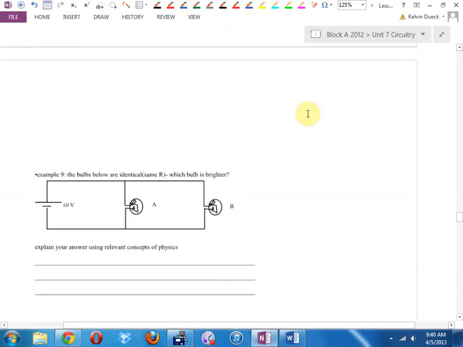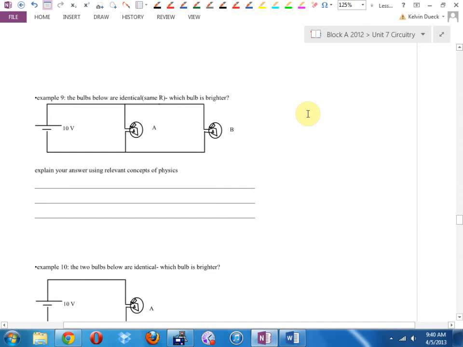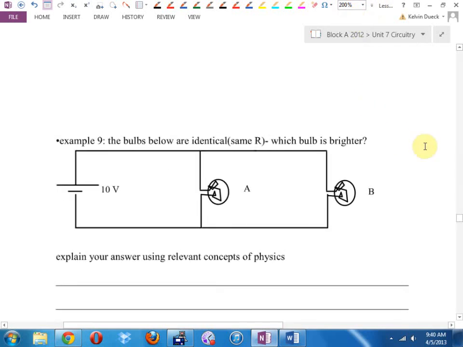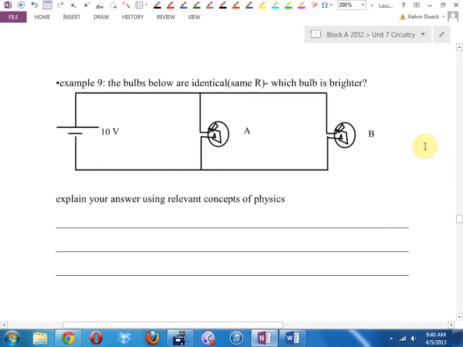So, the bulbs below are identical. In example 9, same resistance. Oh yeah, turn the page. Which bulb is brighter? Well, let's see.